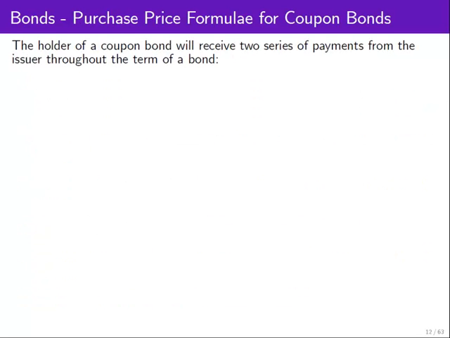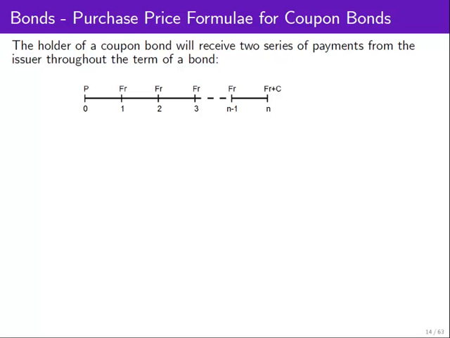So let's suppose you were considering purchasing a bond and you wanted to calculate the purchase price to yield some rate I. There are two sets of payments that you would receive. The first set of payments is all the coupon payments throughout the term of the bond. So at the end of each period, you'd receive F times R for your coupons. Then the second payment that you would receive is at the maturity date, and that's the redemption value of the bond.